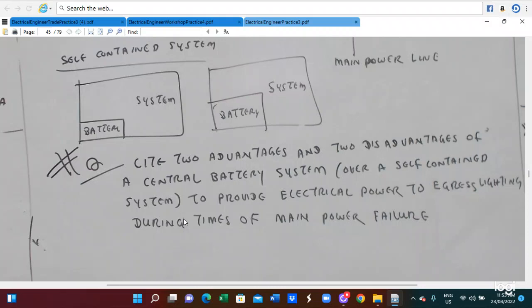Cite two advantages and two disadvantages of the central battery system over a cell connected system to provide electrical power to angles and lighting during the time of main power failure.